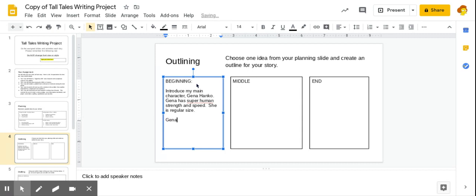Maybe Gina came to California, because I want to introduce the setting in the beginning also. Maybe I'm going to sell something to the Gold Rush prospectors. I want to think of something silly to sell. How about underpants?